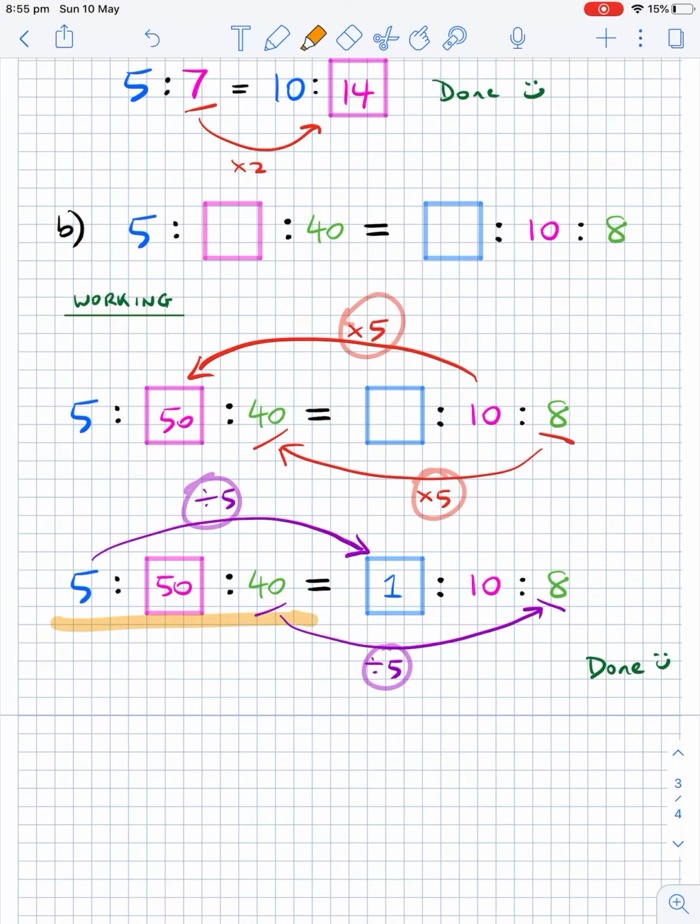You're allowed to have more than 2 numbers. So this is called 5 to 50 to 40, which is equal to 1 to 10 to 8. Simple as that. Good luck with the questions.